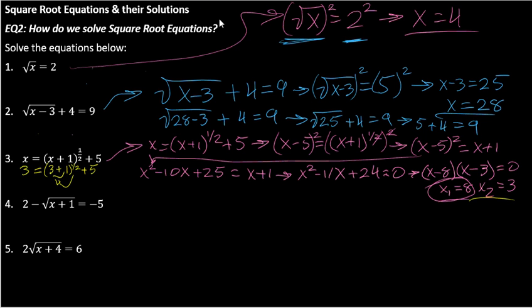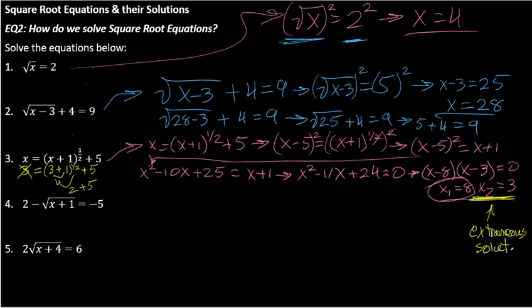4 to the half power is 2. 2 plus 5 is not 3. 2 plus 5 is, in fact, 7, obviously. Right? So what does that mean about this x2 here? This means this is an extraneous solution, okay?